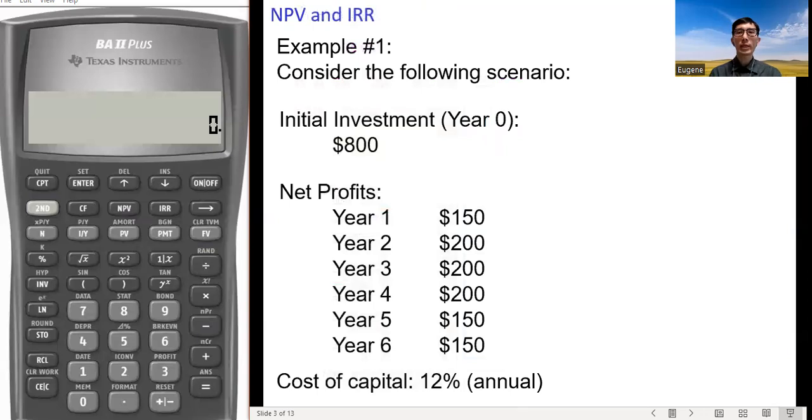Let's take a look at the first example. Consider the following scenario. We have an initial investment of $800, and then net profits are realized by the end of year 1, 2, 3, up to year 6. Year 1, the net profit is $150. Year 2, 3, and 4, the net profits are $200. And then the net profits of $150 are realized by the end of year 5 and year 6, given that the cost of capital is 12% per annum.